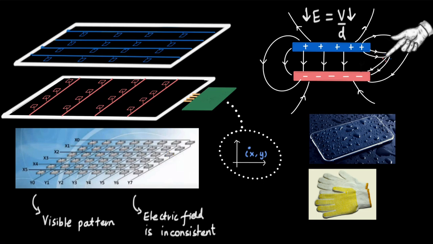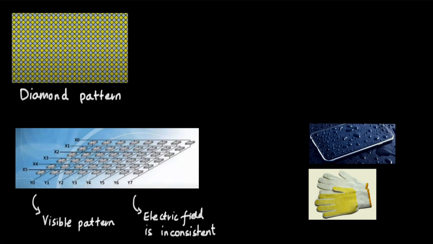So there needs to be some change to the design of how the grid is formed. And it turns out there is one grid that is followed these days. Let me make some space. That pattern is called a diamond pattern. Now over here, the plates are not on top of each other. They are shifted slightly. You can imagine that the top sheet has been shifted slightly to the right and the bottom sheet is where it is.